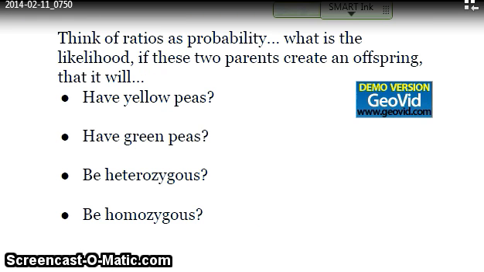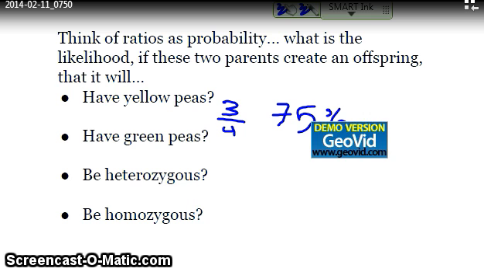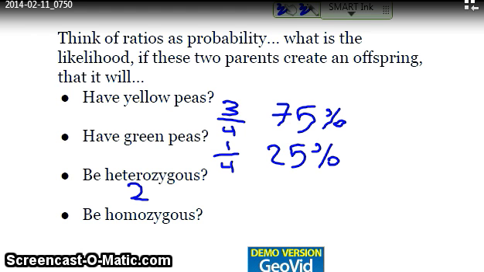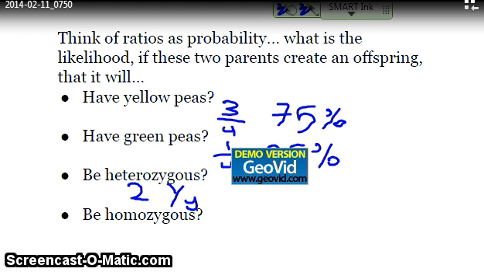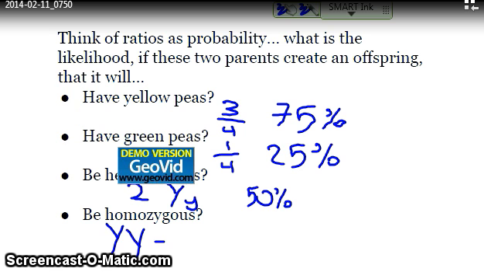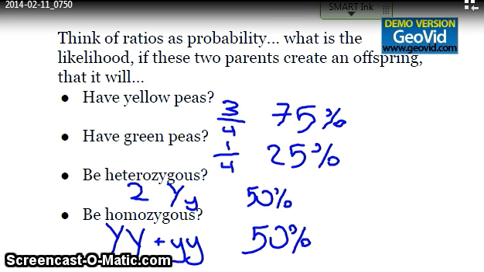So now we want to think about the probabilities. What's the probability that we'll have yellow peas? Most of them are yellow, so we're going to get 3 out of 4, or 75%. For green peas, that's going to be 1 out of 4, or 25%. Okay, and then what's the chance that they'll be heterozygous? Remember we saw 2 with big Y, little y, so that's 50%. And then we saw 2 different kinds of homozygotes. We saw homozygous dominant, which is big Y, and homozygous recessive, which is little y, and that's half.